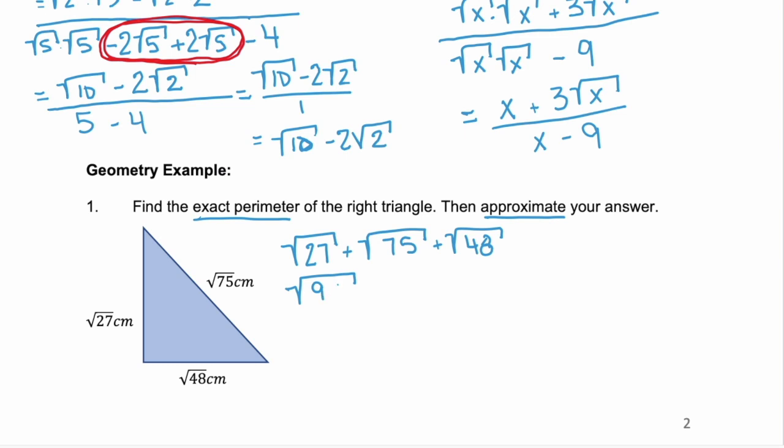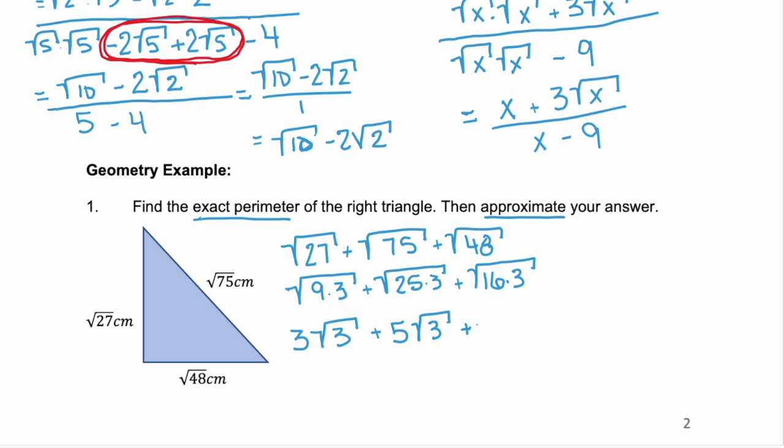27 is 9 times 3. And 75 is 25 times 3. And 48 is 16 times 3. So if we take the square root of 9 times 3, we can take the square root of 9, which is 3. And we're left with a square root of 3. And in the second term, we take the square root of 25, which is 5, and we're left with the square root of 3. And then our last term, the square root of 16 is 4, and we're left with the square root of 3.